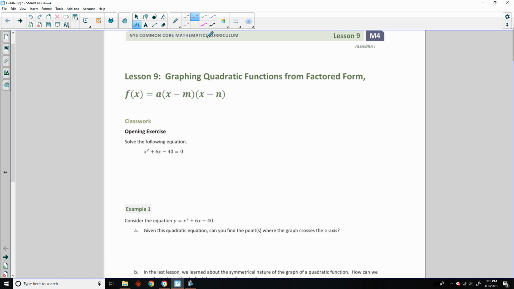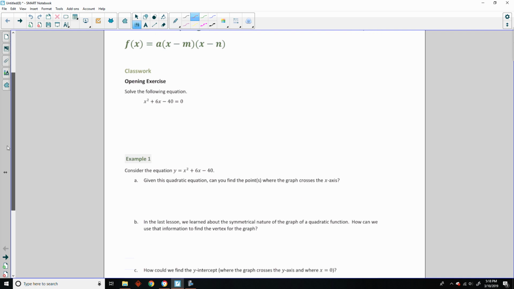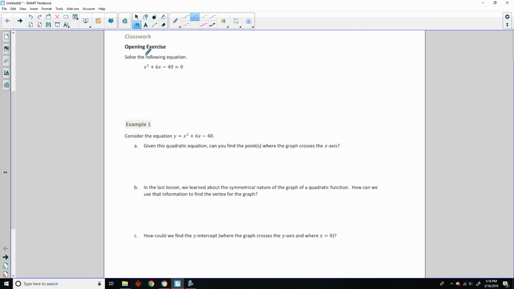This is lesson 9, graphing quadratic functions from factored form, which is f of x equals a times the quantity x minus m times the quantity x minus n. Classwork opening exercise, solve the following equation. So this is kind of a warm-up. Leading coefficient a is 1, b equals 6 and c equals negative 40.